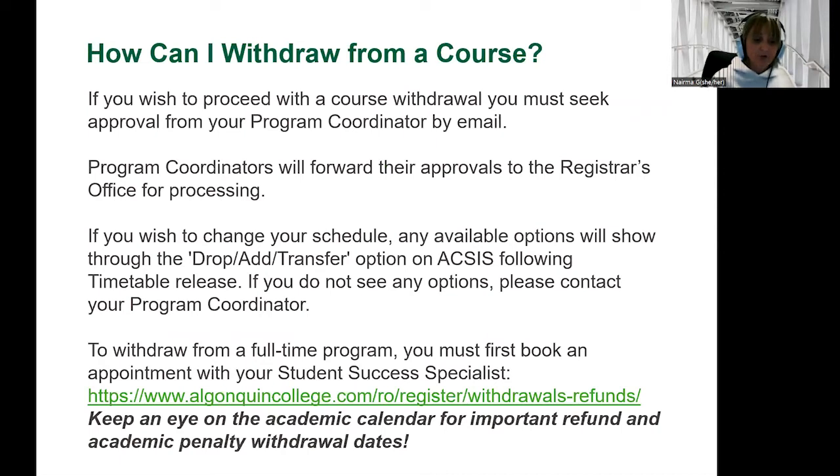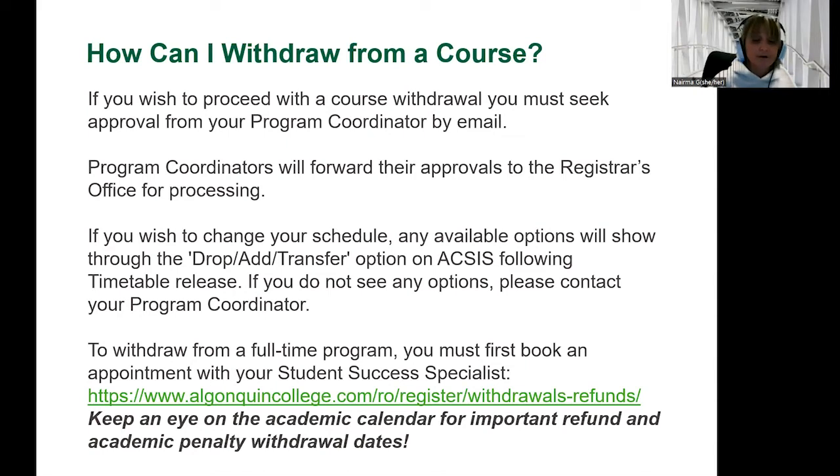Before the refund date, you can change your schedule on Access. Any available option will show through the drop, add, transfer option on Access following timetable release. If you do not see any option, please contact your program coordinator. Withdrawing from a single course within a full-time program or multiple courses after the refund date requires approval from your program coordinator. Your coordinator should receive this request via email, and once approved, will forward your request to us, the Registrar's Office, for processing.